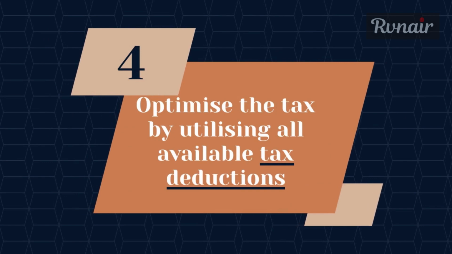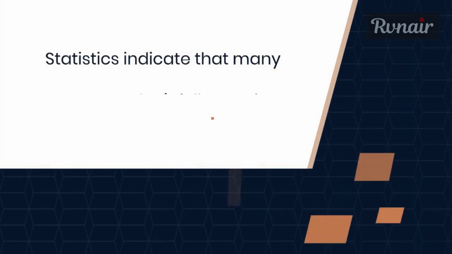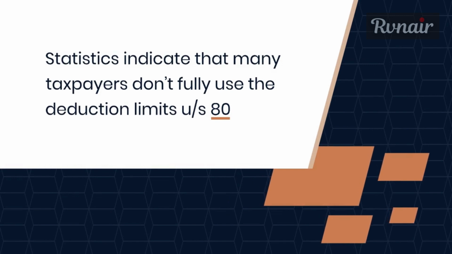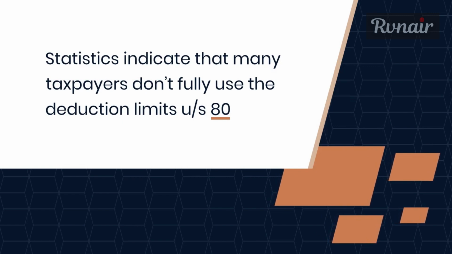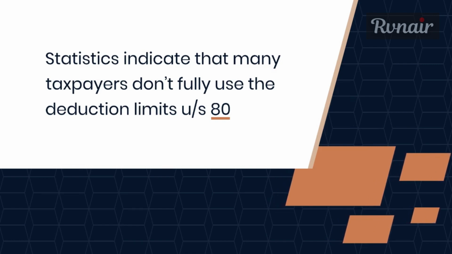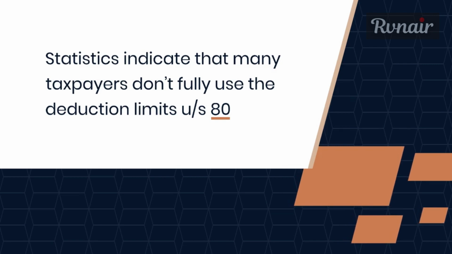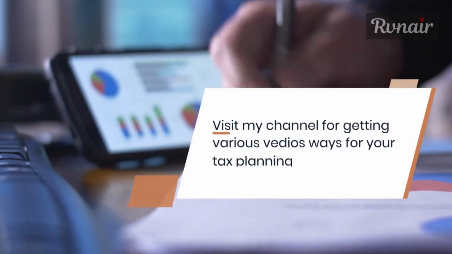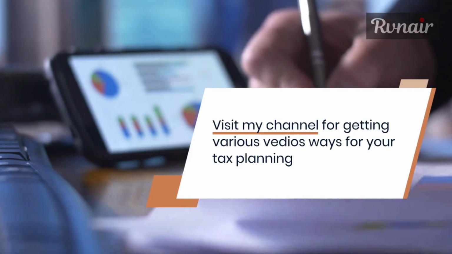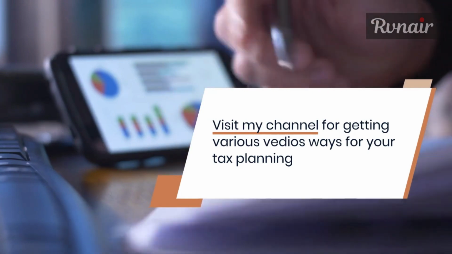Optimize the tax by utilizing all available tax deductions. There are various ways to optimize the tax liability for every taxpayer. However, tax returns indicate that many taxpayers don't fully use the deduction limits under Section 80. Either they are not aware of the tax rules or don't plan their investments well to avail the benefits. This leads to unnecessary outgo of tax on hard-earned income. One can plan investments to claim the full benefit of tax-saving options by up to 5 lakh rupees. You can see the other videos in my channel explaining various ways to optimize your tax liability.